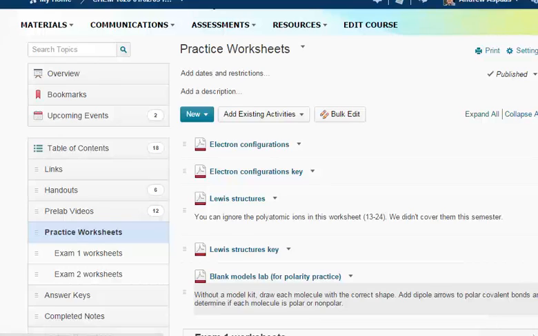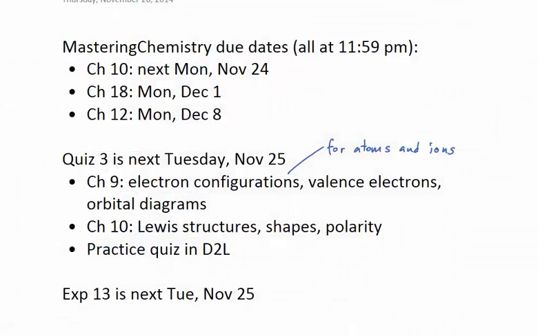So all that is excellent practice. We did experiment 13 in lab today. That will also be in lab on Tuesday. No lecture or lab on Thursday, of course, next week because it's Thanksgiving. So I think that's everything then. Anybody have any questions?